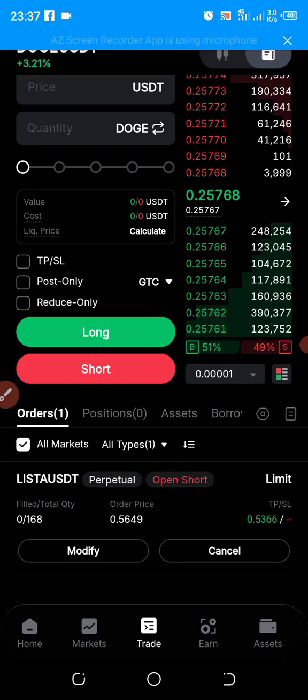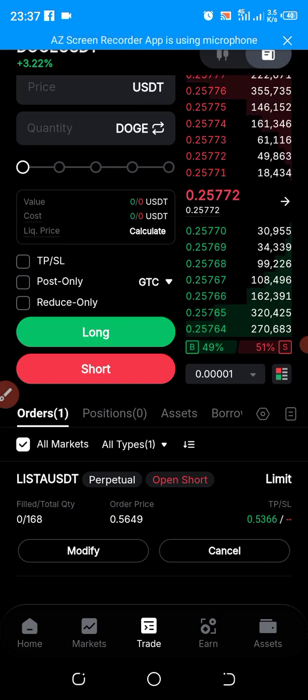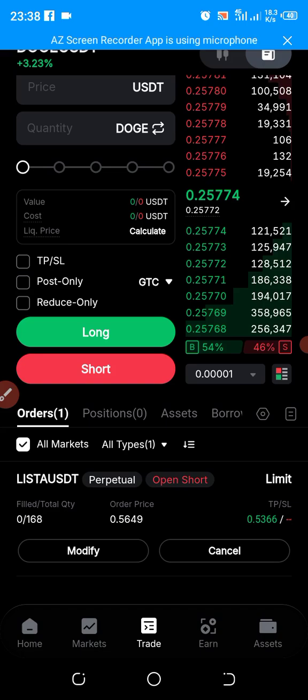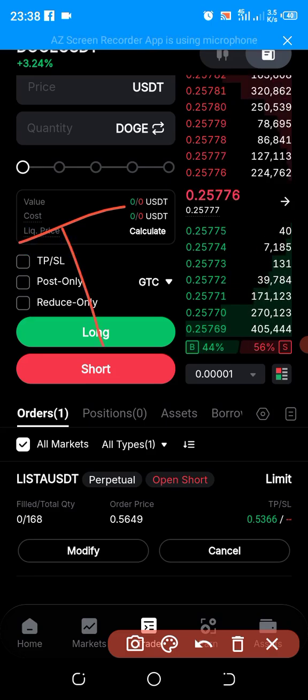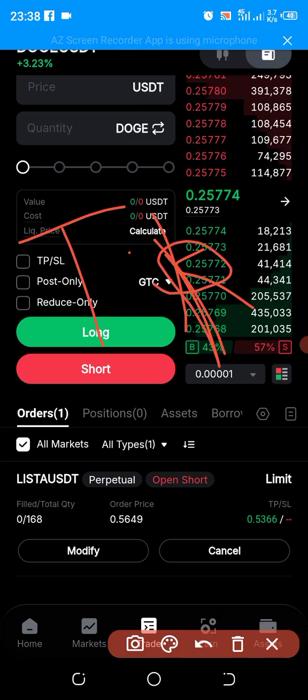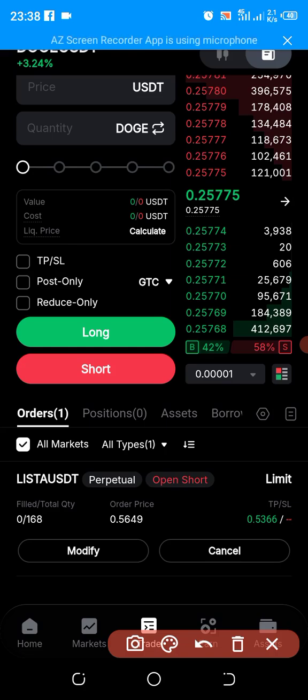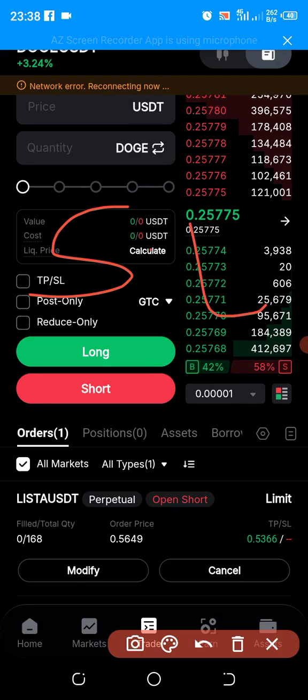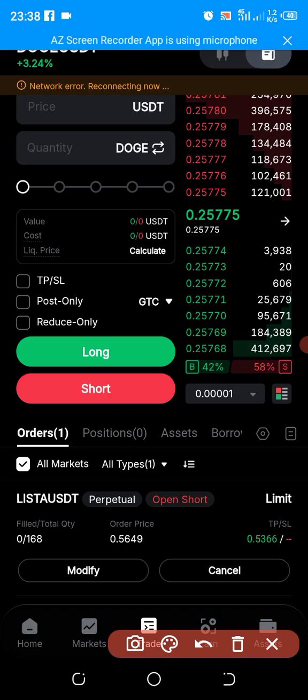Entry and exit are important in trading. You should know the price you want to enter a trade, and you should know the price you want to exit. That's the meaning of stop loss and take profit. Take profit is when you exit a trade at a particular price. That's TP, take profit. Then stop loss, that is SL.